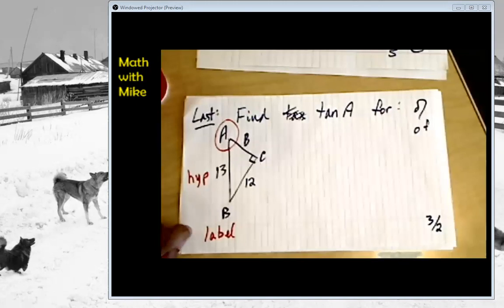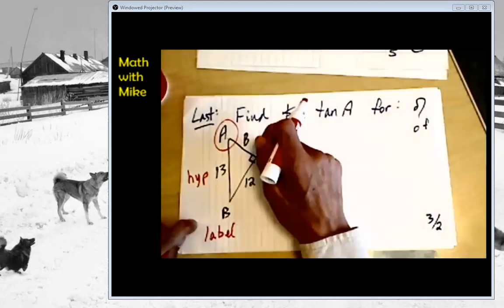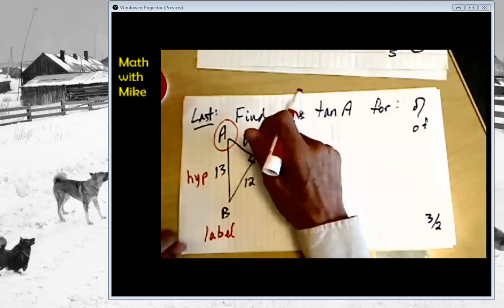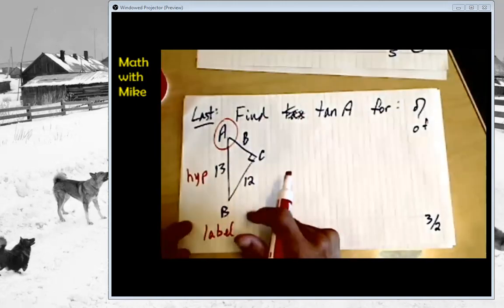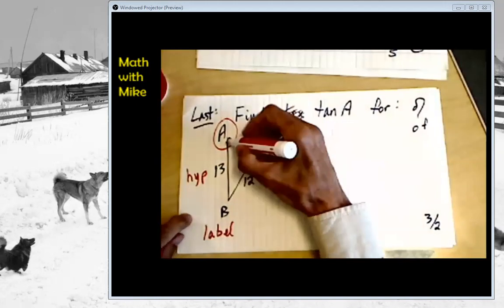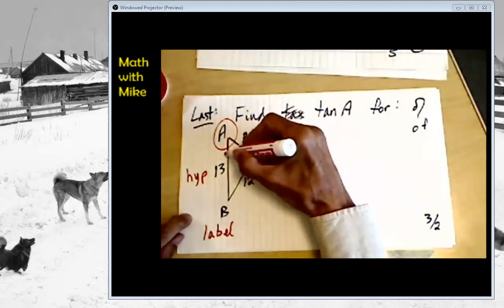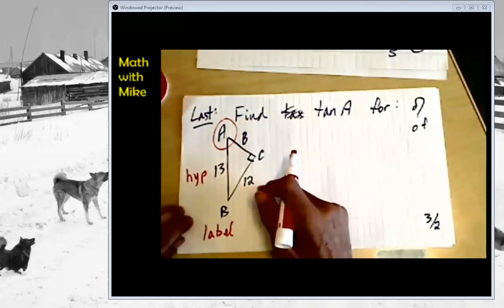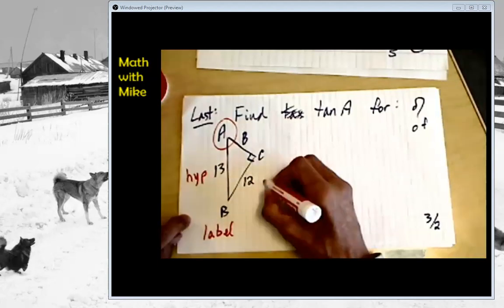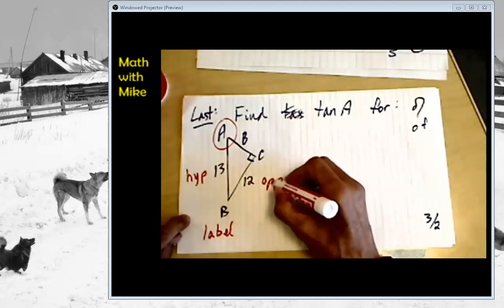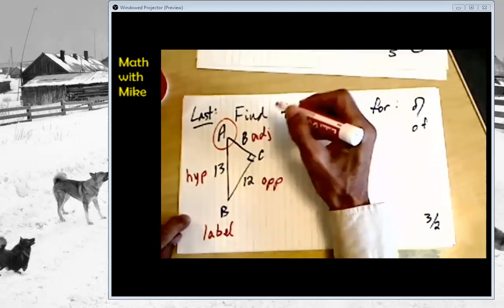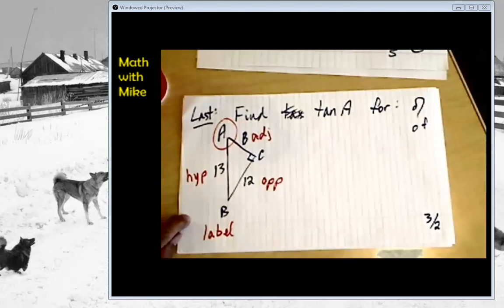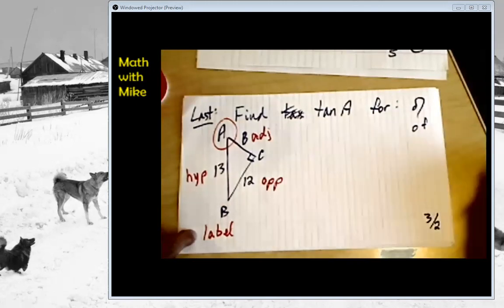What's 8? Labeling the sides. What's the 8? Yeah, that one. That's the hardest one to say. So what's 12 then? Yeah, opposite, right? Opposite. And I say ADJ for this. It's adjacent. Good. Okay. What next after we've labeled this? Now what do we do?